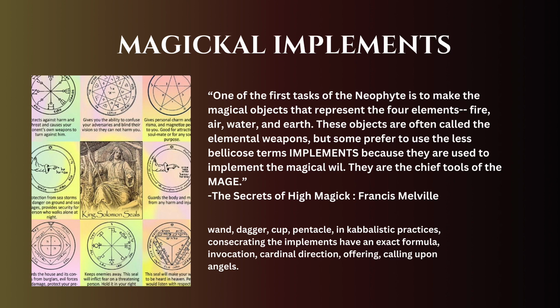But what you'll see is that these implements that I've typed out down here, wand, dagger, cup, pentacle, they're also found in other magical orders as well. And so you're going to start to see how they do overlap. So consecrating the implements has an exact formula. There are invocations. You have to be facing the correct cardinal direction. You have to have the proper offering.